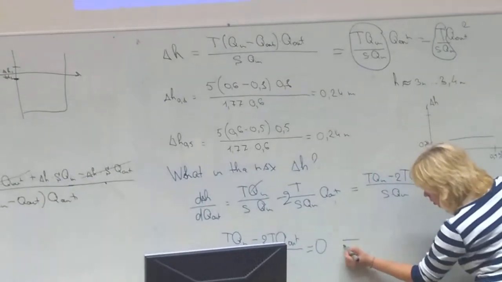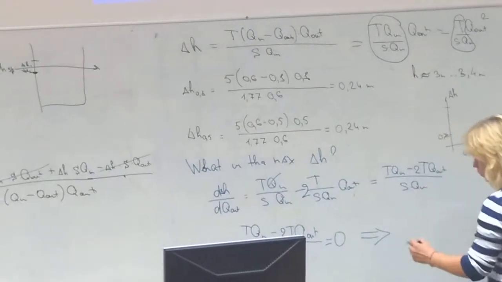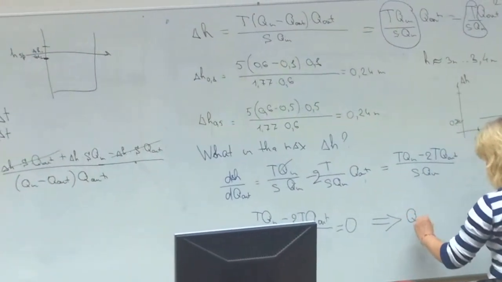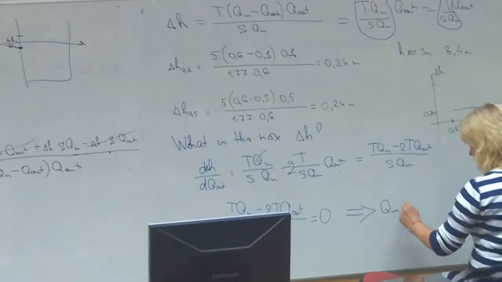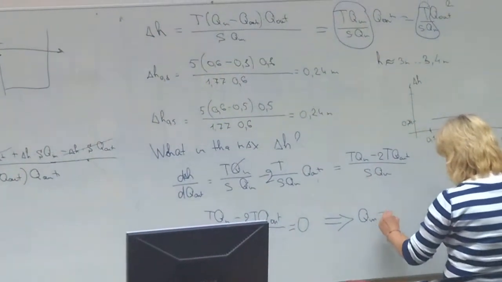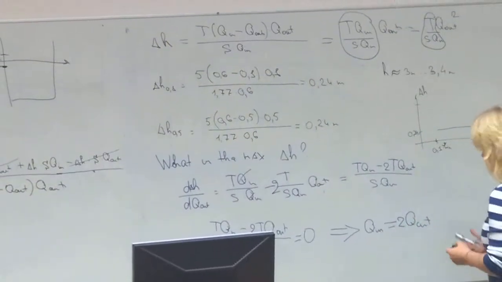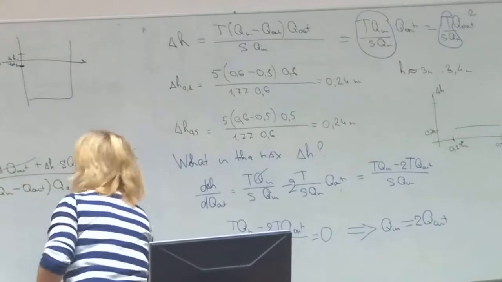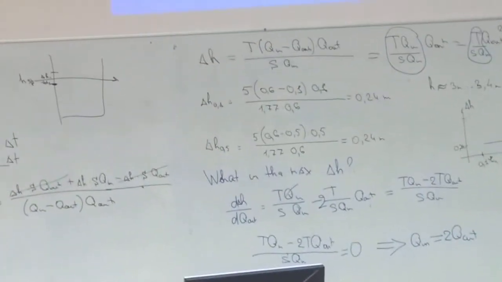Basically, that means that our Q in, we have our extremum, then our inflow equals to double Q out. Yes, that's right. So let's consider that case.